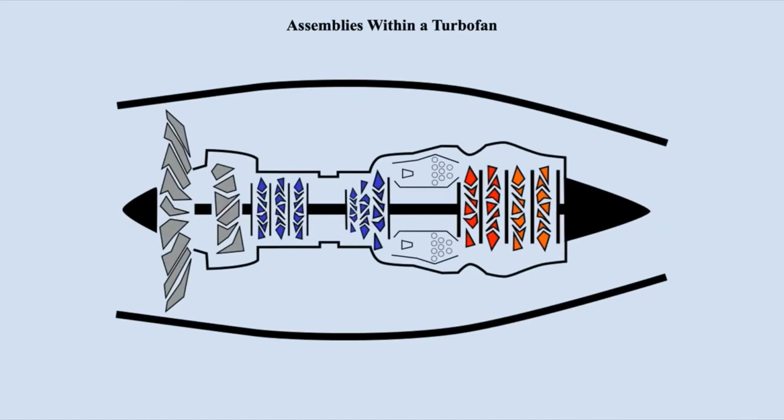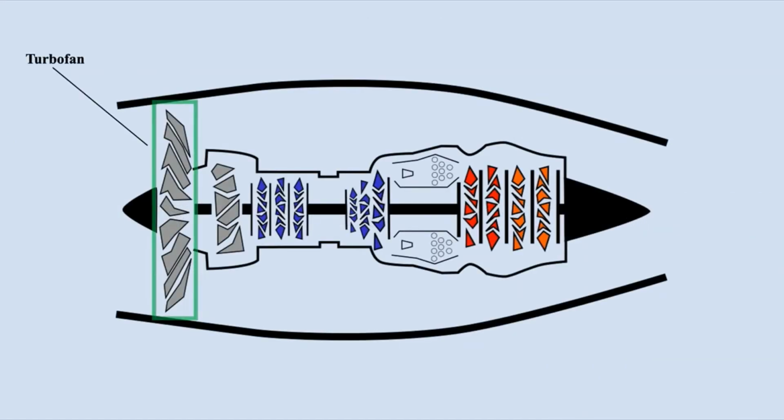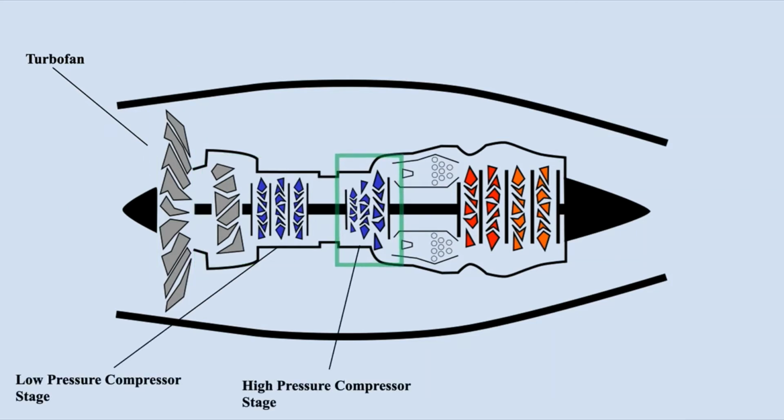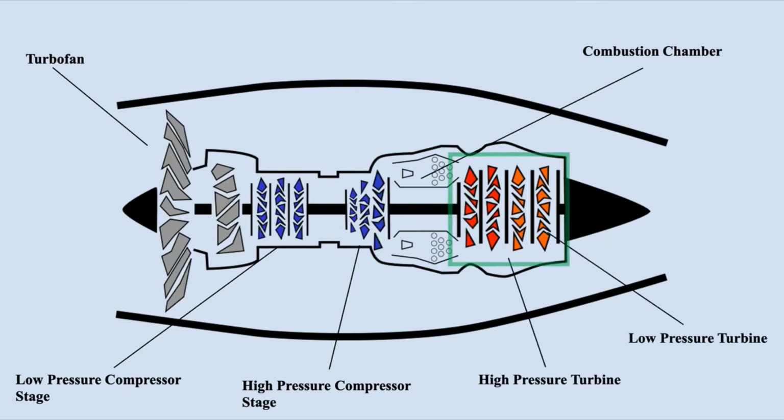Today's jet engine works by drawing air in through the front, which is then channeled through a series of compressors. This is then mixed with fuel and ignited within the combustion chamber. This fast-moving exhaust gas exits through a nozzle to provide thrust and turns the turbines attached to the central shaft.